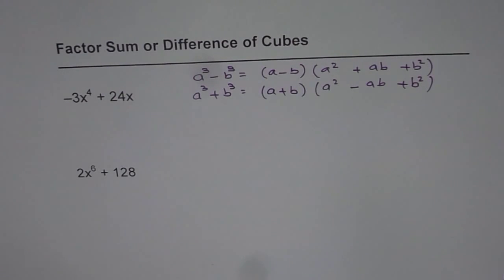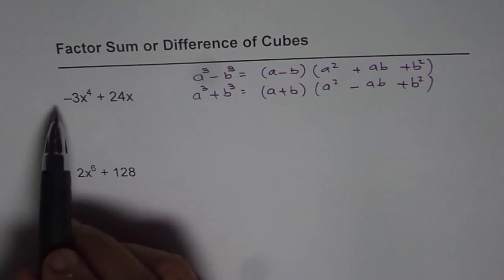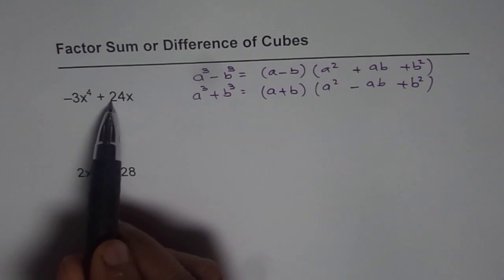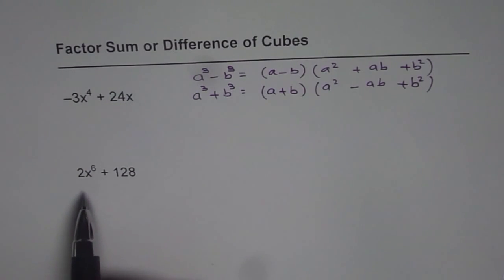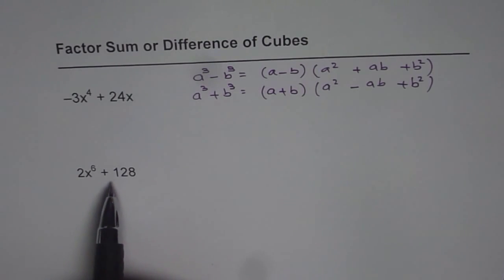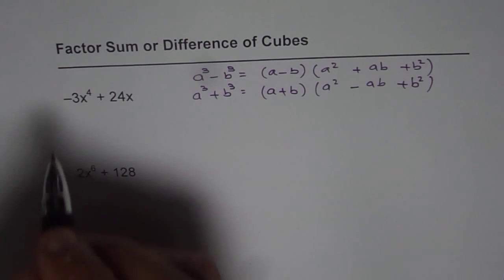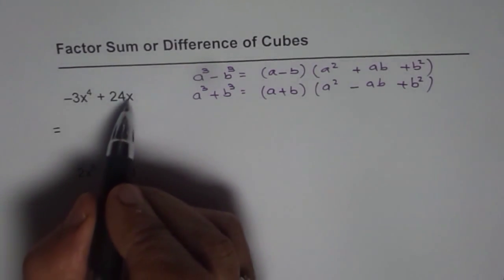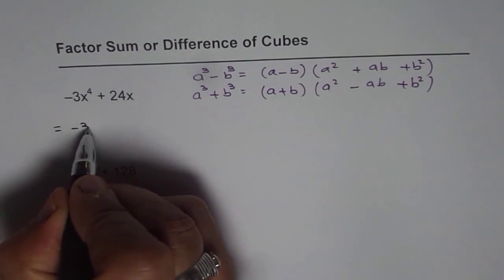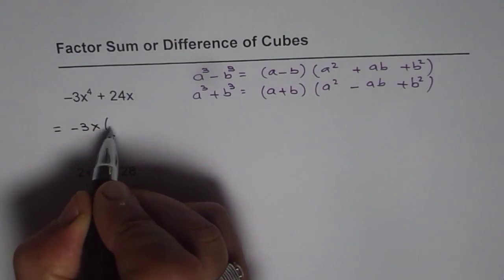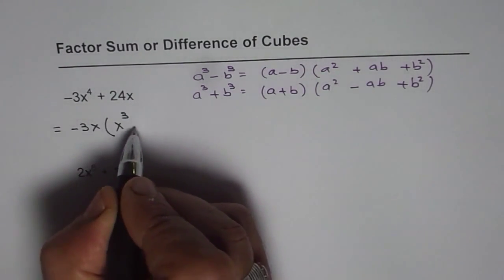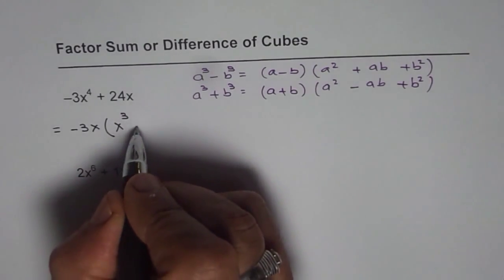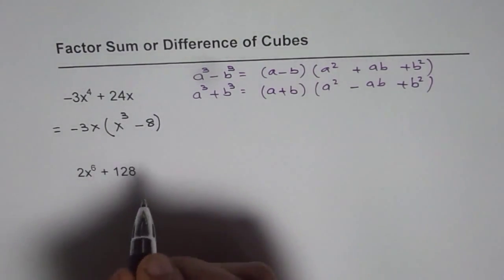So the very first question here is minus 3x to the power of 4 plus 24x. The second one is 2x to the power of 6 plus 128. Now let's do the first one. We can factor minus 3 and also x. So we get minus 3x. Inside the bracket we get x cubed. 24 divided by minus 3 is minus 8.